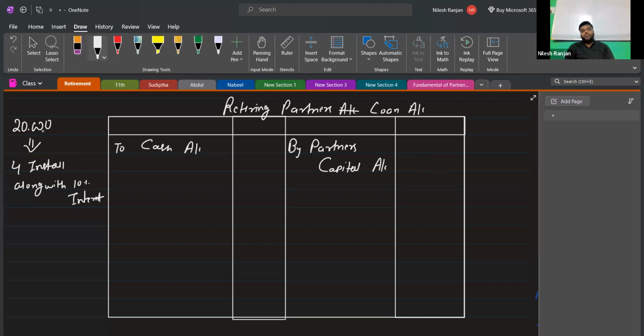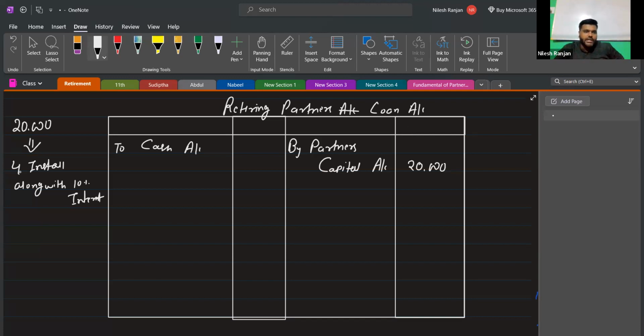The amount payable is 20,000. So balance transferred will be 20,000 here. Is this clear to you? Yes, sir. This is the last balance of capital account, which is transferred here.